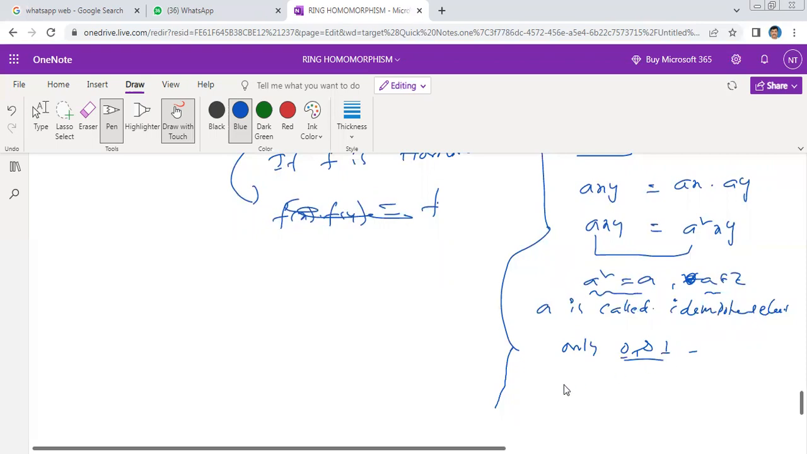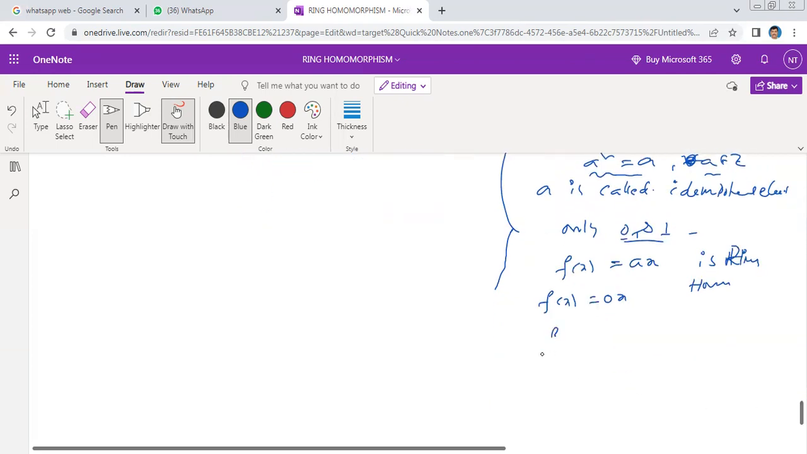So our function f of x equals ax is a ring homomorphism. For what values of a is f of x equals ax a ring homomorphism? One is 0 times x, and another one is f of 1x, x equals 1x.